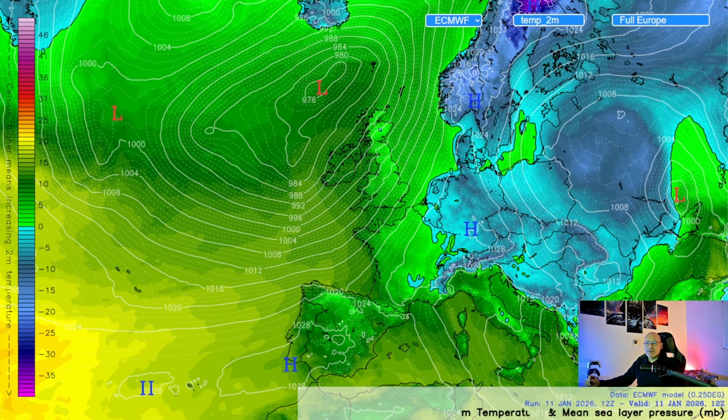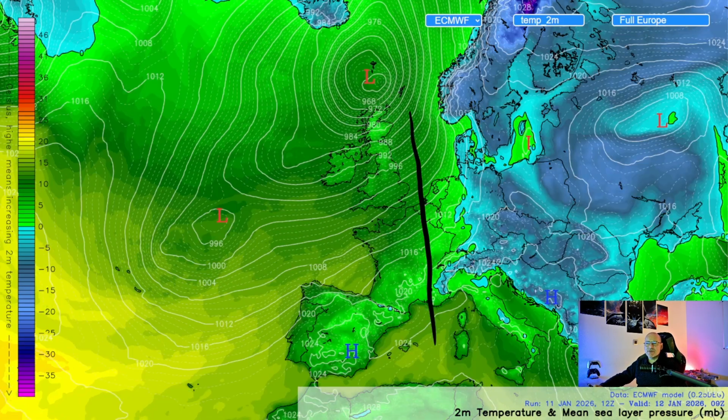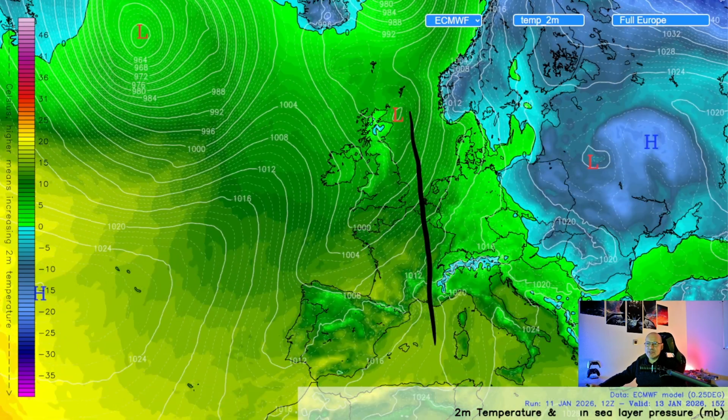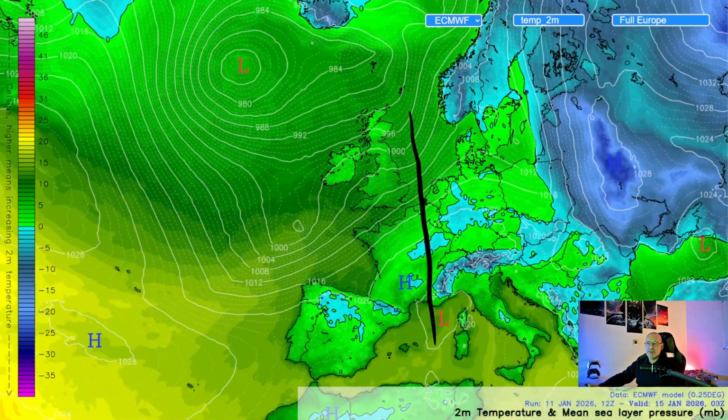When we look at our temperature field here, let's draw the boundary between the freezing temperatures and the not freezing temperatures, the positive temperatures. So let's keep that boundary there and let's move forward in time. As these lows start to bash the European mainland, you can see the cold air starting to move more towards the east. If you go forward in time, does it stay that way in the European model?